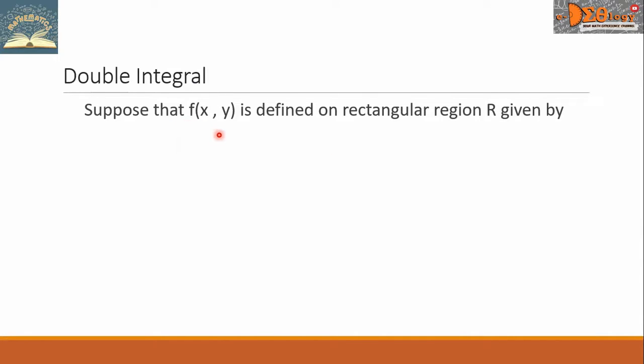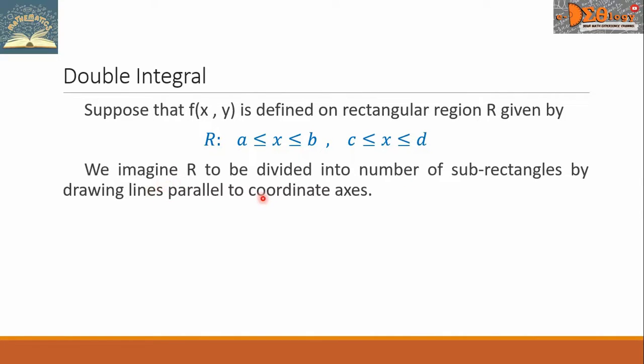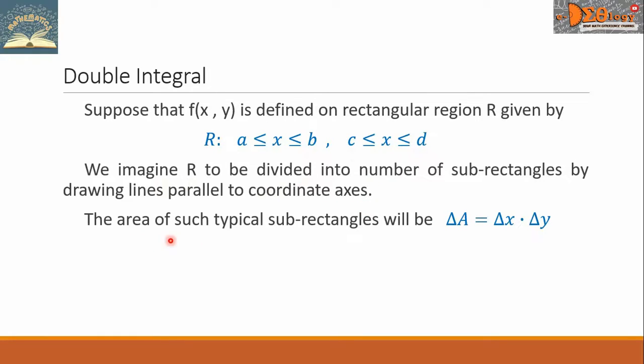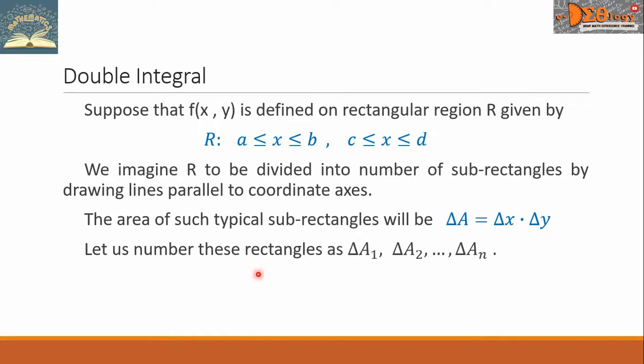Suppose that f of x y is defined on a rectangular region R, given by R: x is between a and b, y is between c and d. We imagine R to be divided into a number of sub-rectangles by drawing lines parallel to the coordinate axes. The area of such a typical sub-rectangle will be delta A equals delta x times delta y. Let us number these rectangles as delta A sub 1, delta A sub 2, up to delta A sub n.